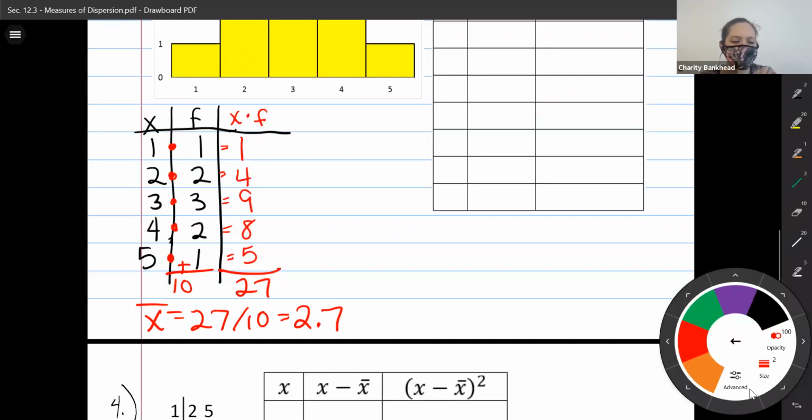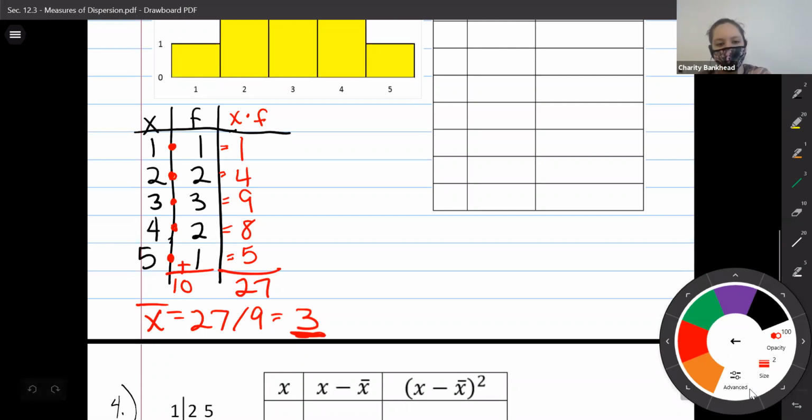Oh, wait, that's not 10, is it? That's 9. Yeah, 10. So that makes that 3 is the mean.